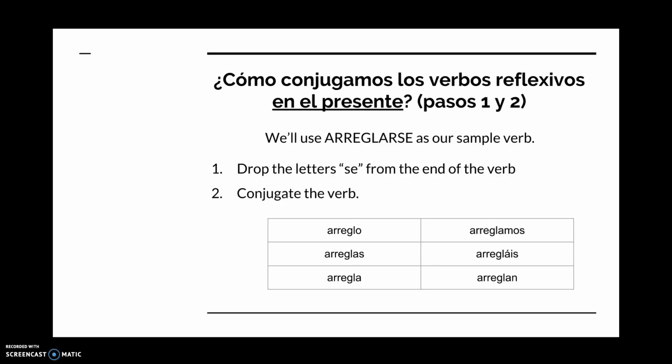Okay? So the first thing you're going to do is drop the letters se from the end of the verb. So you have arreglarse, and then you'd be left with arreglar. After that, you're just going to conjugate the verb arreglar in the present tense. So you'll note that in the box at the bottom of la primera página, you're going to write arreglo, arreglas, arregla, arreglamos, arregláis, and arreglan.